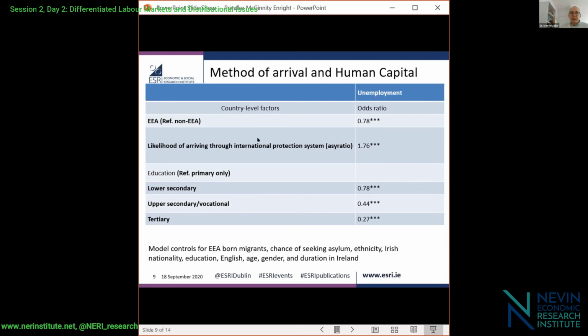Now, within the non-EEA group, there is a negative effect in terms of coming through the protection system. Even when you consider education, English language ability and all the other factors, you are significantly more likely to cite unemployment. That's significant as well, so we confirm the second hypothesis too. In terms of education, the usual results are there. Those with tertiary education report very low odds of citing unemployment relative to people with the minimal level of education.